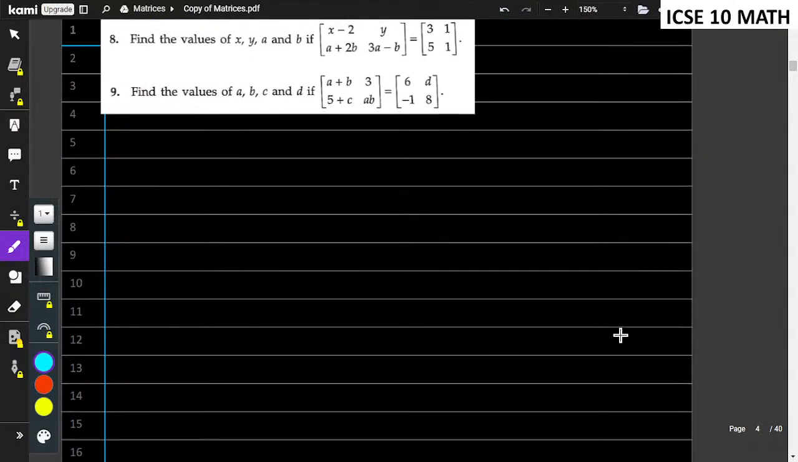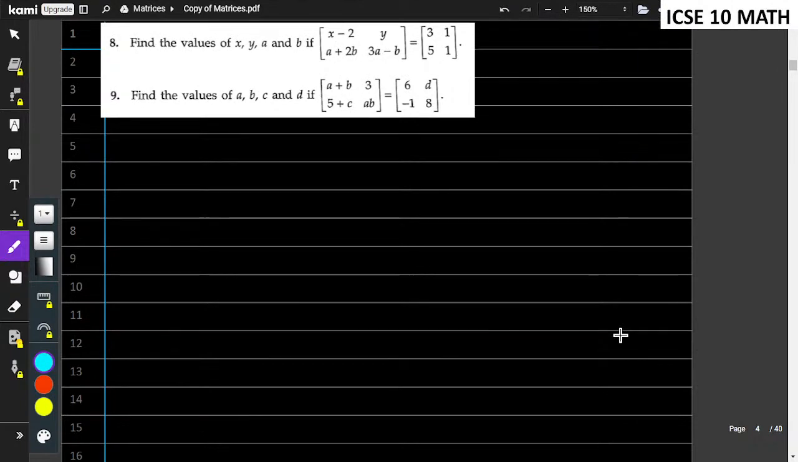Let's go ahead. Question 8 or question 9? Which one should we do? Let's do question number 9 since it has 4 variables. So here we have 2 by 2 matrix, means 4 elements. So we have a plus b equals 6, then 3 equals d, 5 plus c equals minus 1, and ab is equal to 8. So here we have our 4 equations.